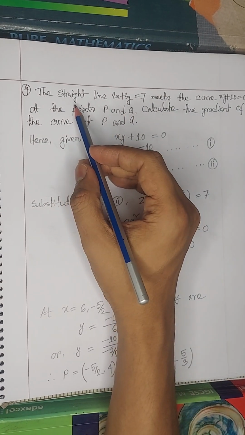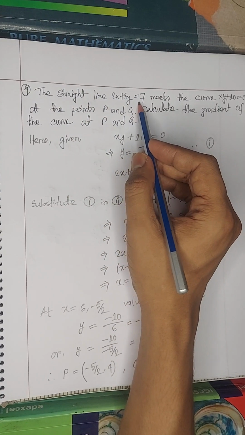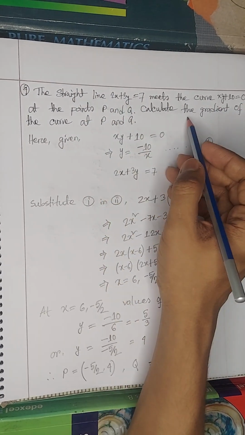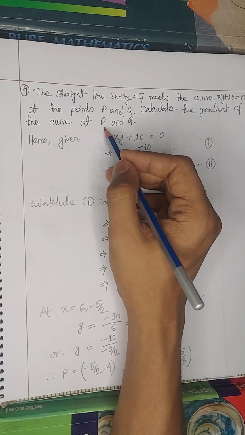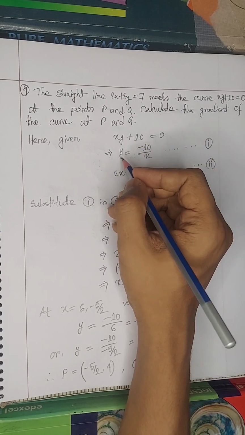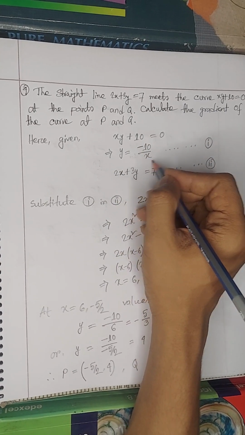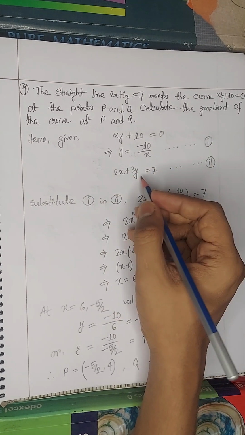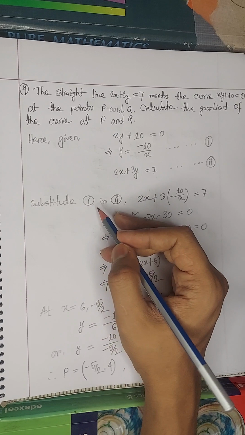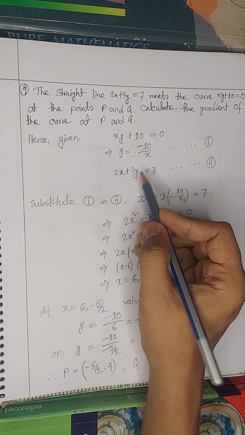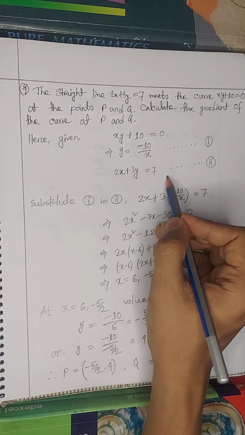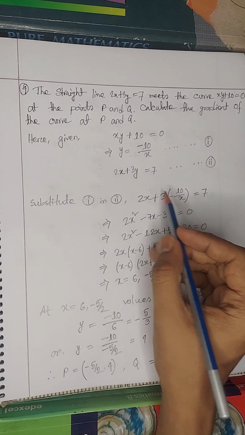Now for this problem, we are saying that the straight line meets the curve xy plus 10 is equal to 0 at the points p and q. We have to calculate the gradient of the curve at p and q. Here we are given that xy plus 10 is equal to 0, and the value of y will be minus 10 by x. This is equation 1, and equation 2 is 2x plus 3y is equal to 7. We have to substitute the value of y in equation 2 by this.